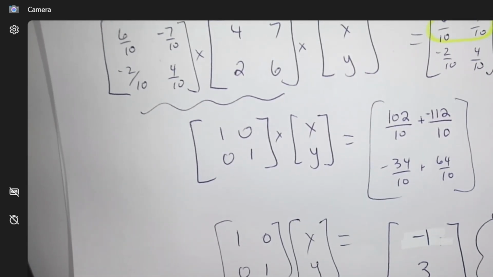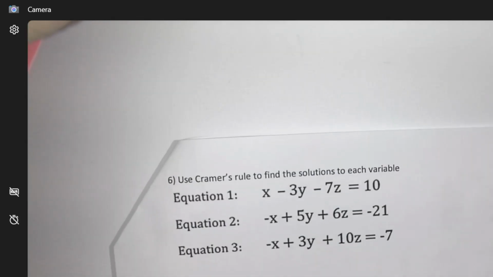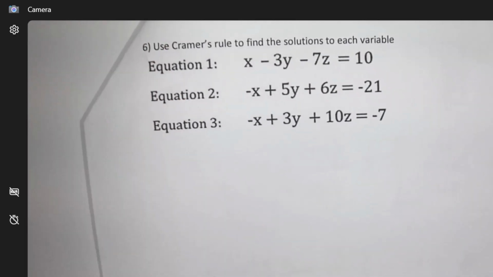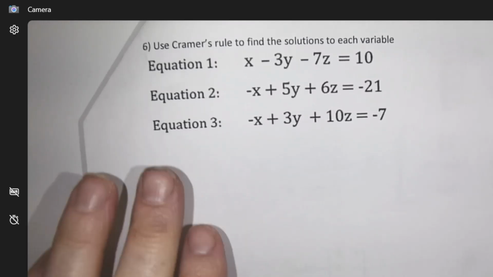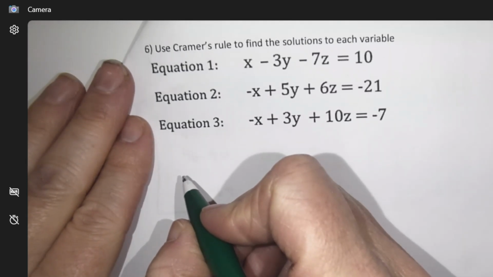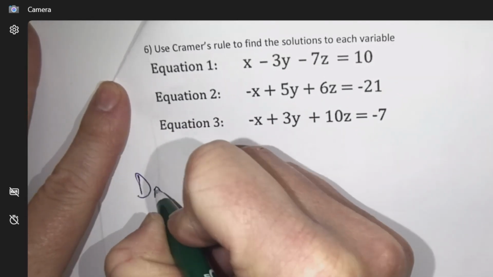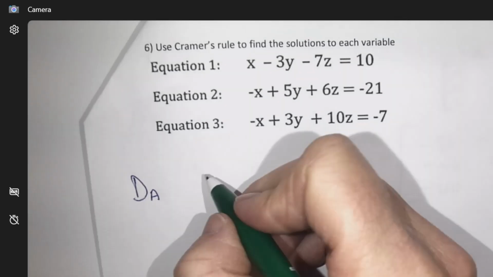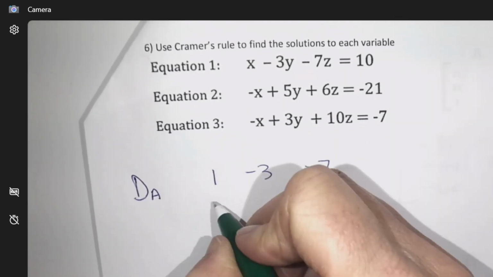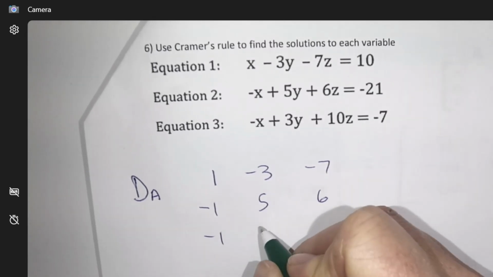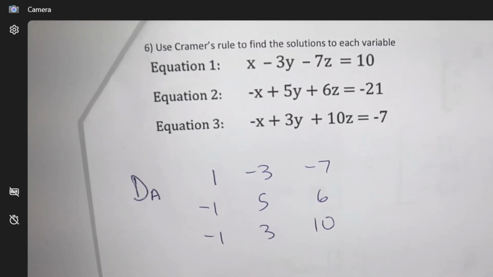Okay, what do you think is the only thing that's left? Kramers. Okay, this is the one where there's going to be a lot of writing, so you have 4 sections, 4 big matrices. Okay, we're going to go determinant of matrix A. So I'm going to go 1, negative 3, negative 7, negative 1, 5, 6. I'm just going to write the 3 by 3.